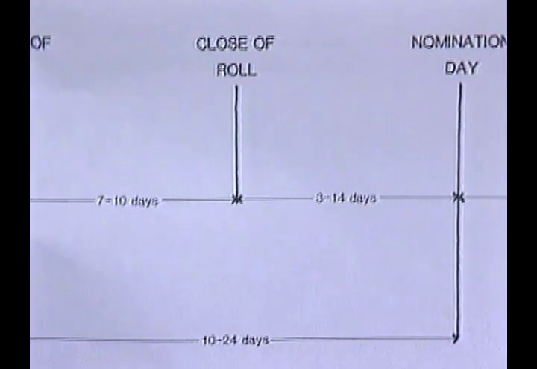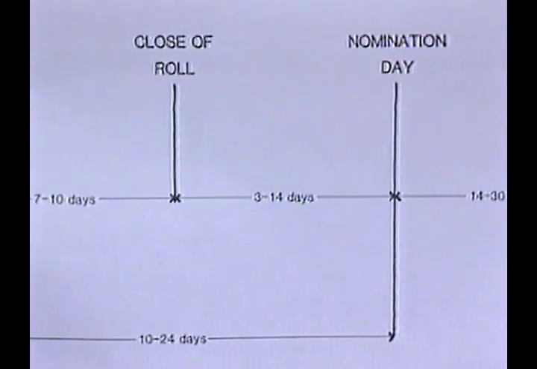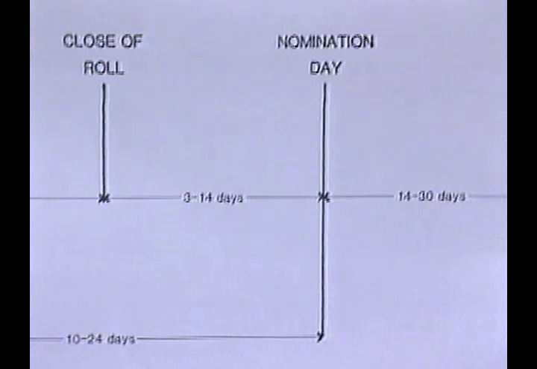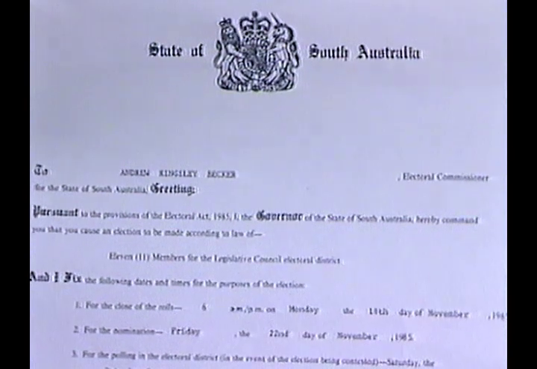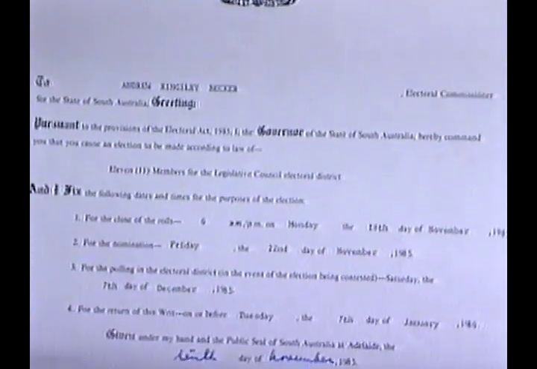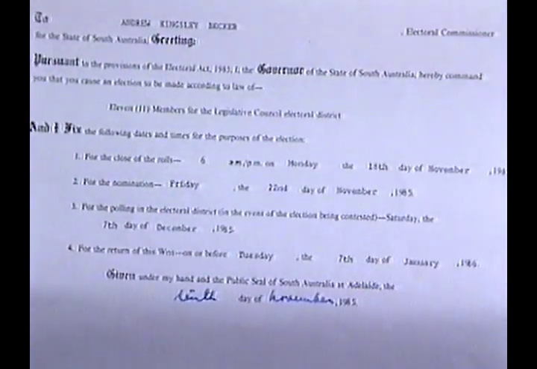Together, these dates make up the election period. As you can see, the election period can vary. This flexibility is important, as it enables the government to determine how long its election campaign will run. The writs are addressed to the Electoral Commissioner, who as head of the State Electoral Department is responsible for the overall running of the elections. The Commissioner advises each of his returning officers of the contents of the writs to enable them to conduct the election in their own district.